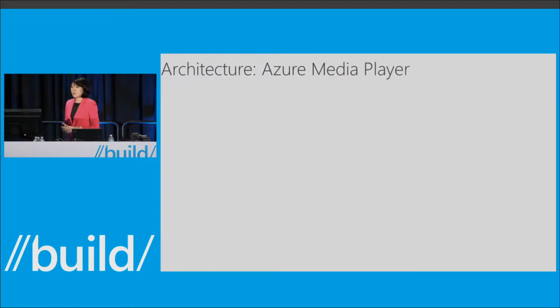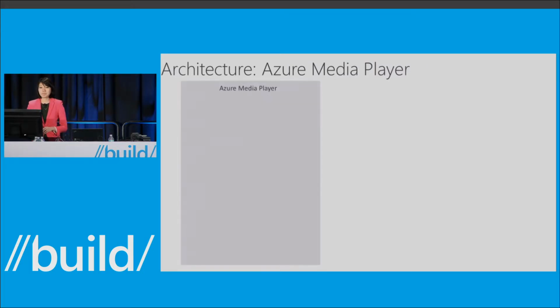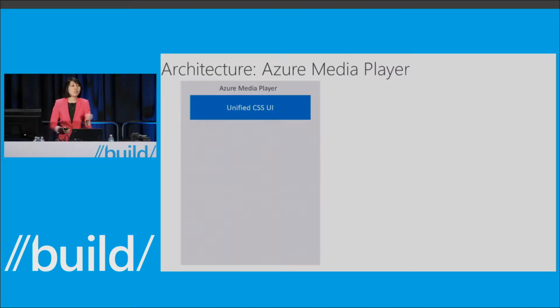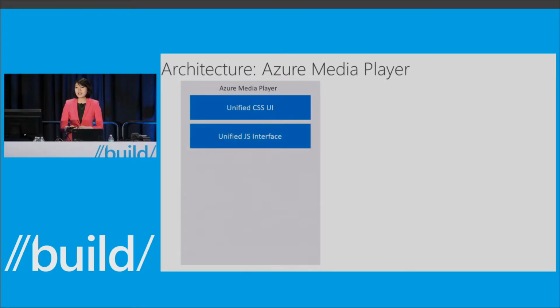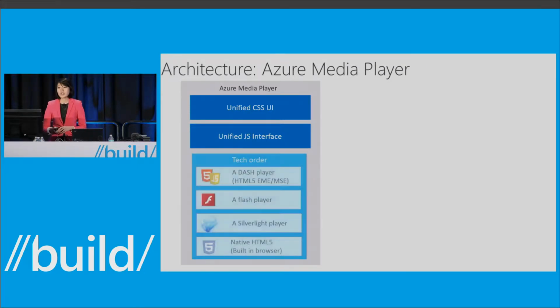So this is what Azure Media Player is composed of. First of all, we give you a unified CSS file to control the look and feel of the player. And we have a unified JavaScript API to control the functionality of the player, which comprises 4 different video players. The first one is a Dash player that we wrote ourselves, utilizing the MSE and EME APIs from HTML5 to play back Dash streaming, and a Flash player, a Silverlight player, and also the native HTML5 video tag if the browser doesn't even implement MSE or EME.